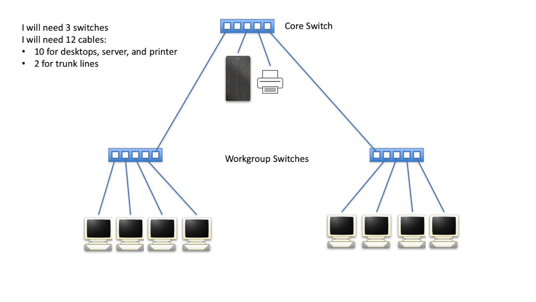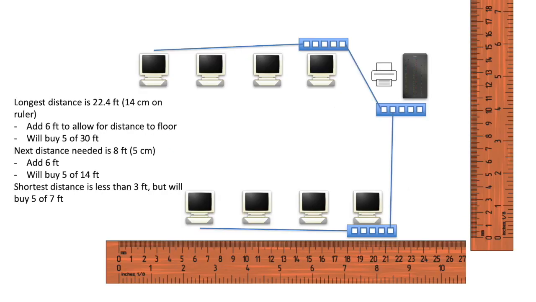That makes 10. And then I need 2 cables that connect the switches together. Now, the final thing I need to do is an actual physical design. What I have on this picture is the physical layout of the desktops, but with the border of the room removed. So it's the same as that first diagram, just with the outlines of the walls removed. What I need to do now is measure how long the distances are.